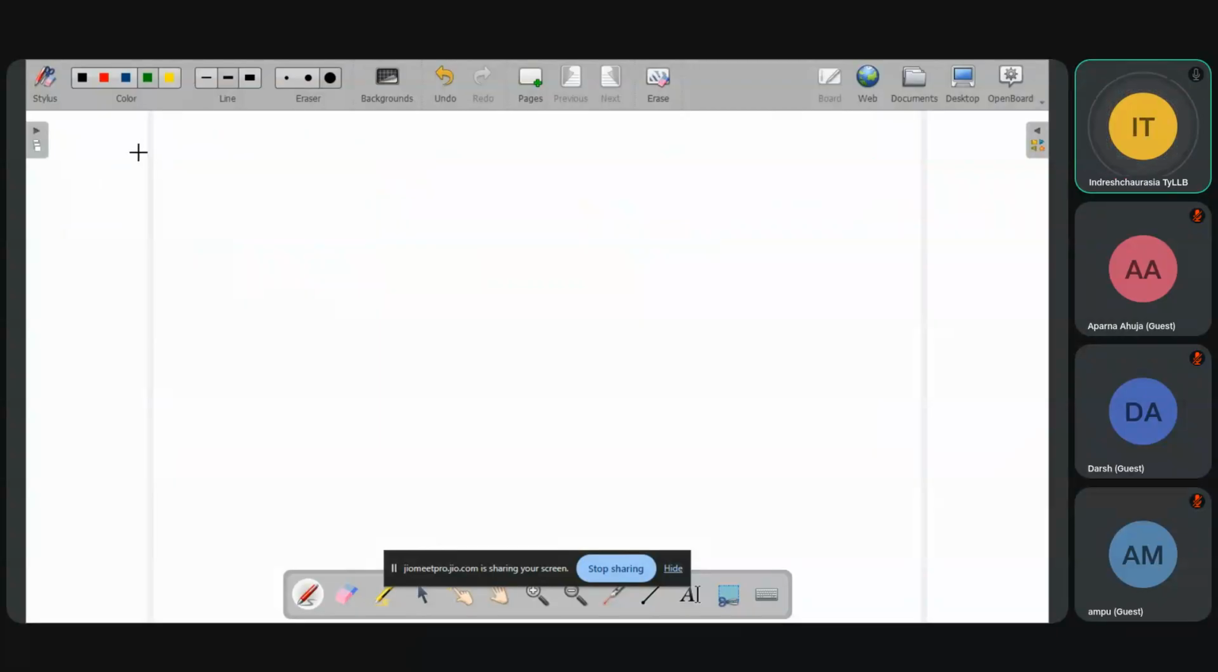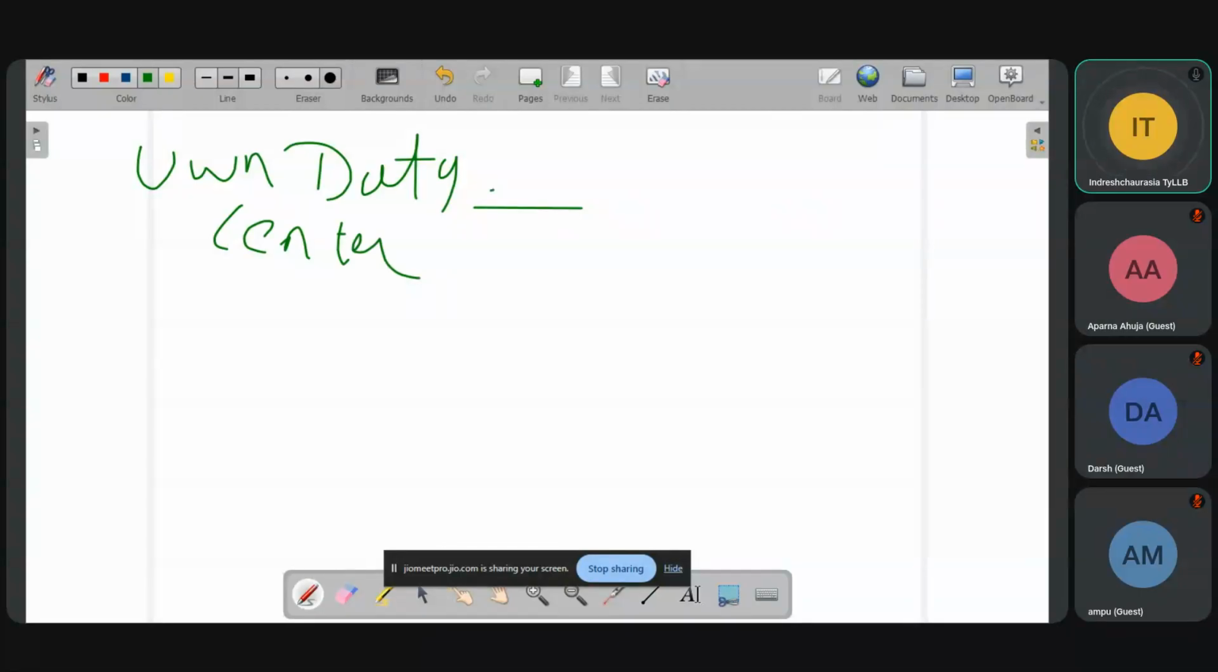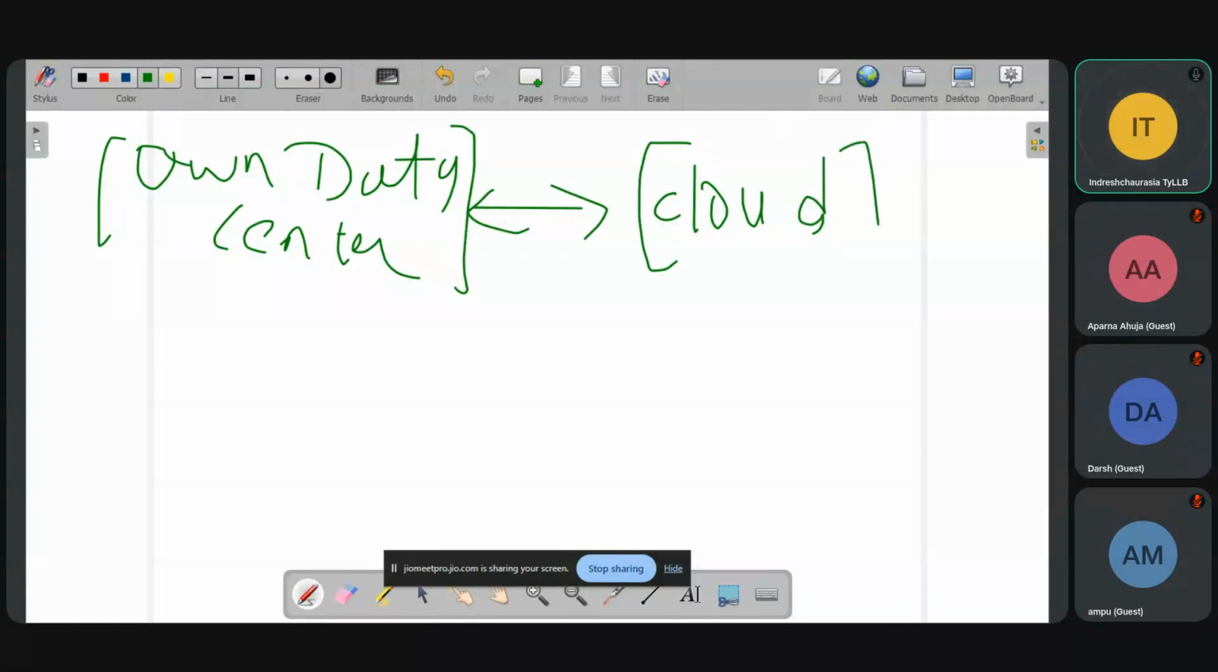Suppose I have my own data center, and I wanted to connect to a cloud. Meaning I wanted to use both my own data center as well as the cloud. Is it possible?